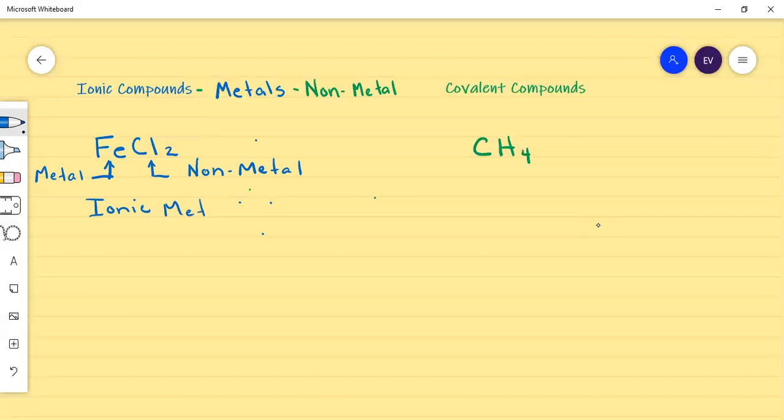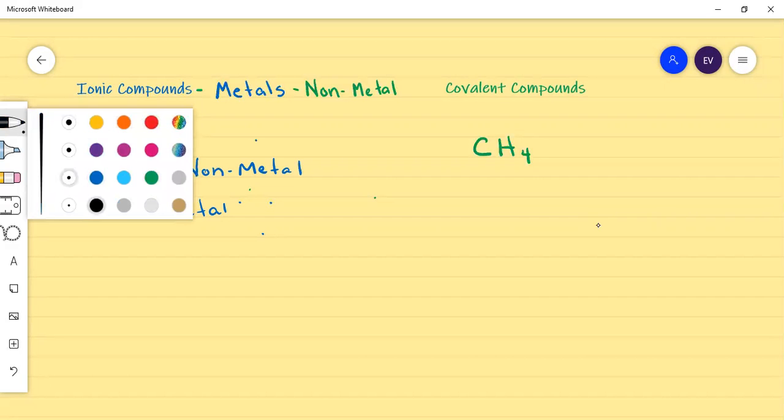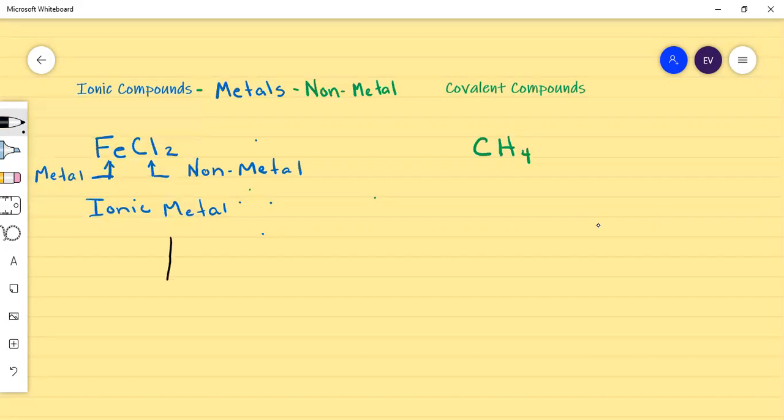Now, how do you know if you're working with a metal? Well, I can tell you that iron is pretty easy, right? Most people know that that's a metal. But some other elements are not so obvious, like sodium. Most people don't know that sodium is a metal. So how can you tell if you're looking at a metal? Well, if you're looking at your periodic table, I'll show you here. Your periodic table kind of looks like this.